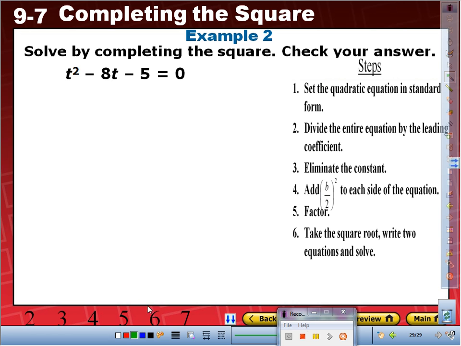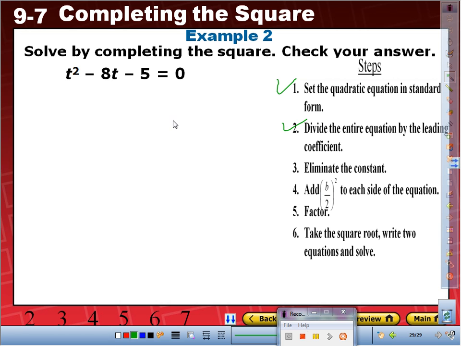All right, here we go. So let's do this one together. Step 1. Is it in standard form? Yes. So we're done with that. Step 2. Divide by the leading coefficient. What's the leading coefficient? 1. So therefore, we don't need to because it stays the same. So we're done with step 2.